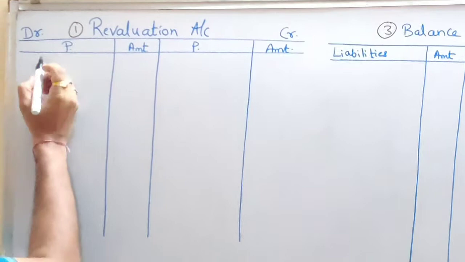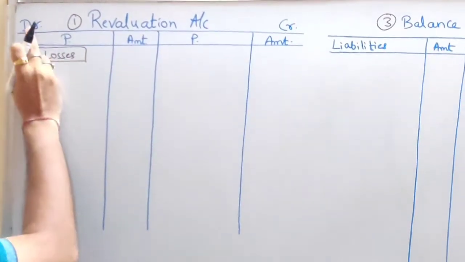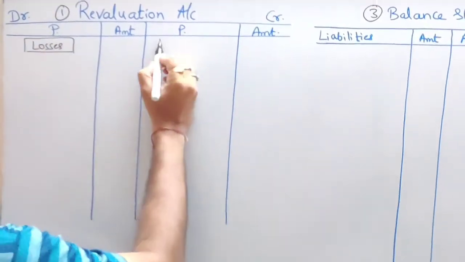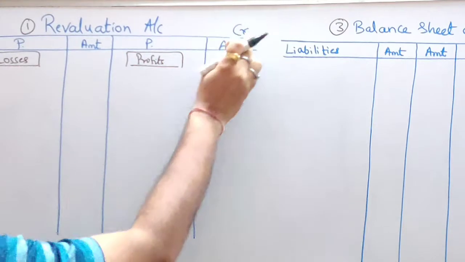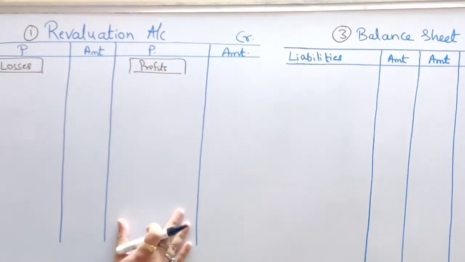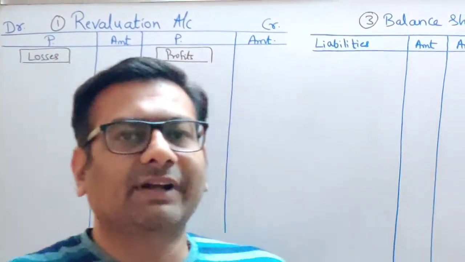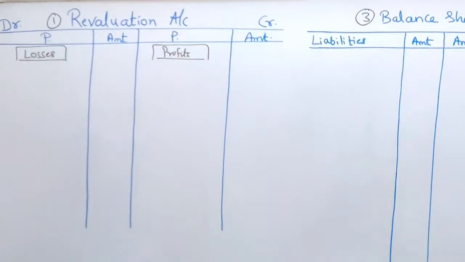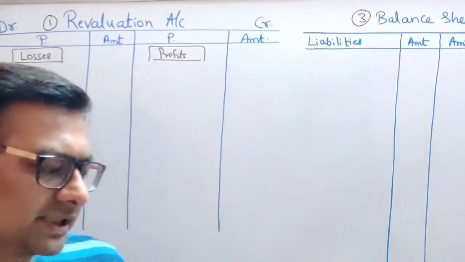On the debit side, you always record losses, debit all expenses and losses, and on credit side you will always record profits, credit all incomes and gains. So here you will record your profits, and here you will record your loss due to revaluation of assets and liabilities. Now let's start with the liability side first.